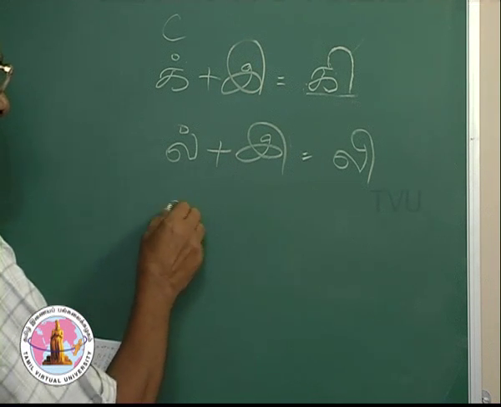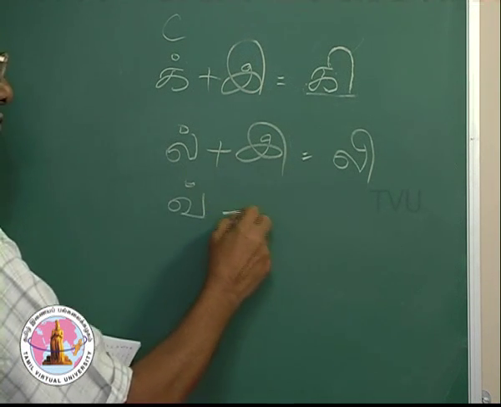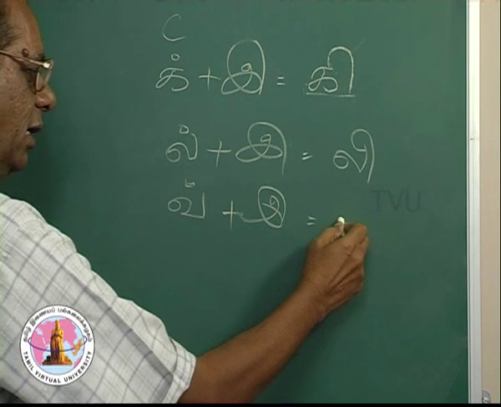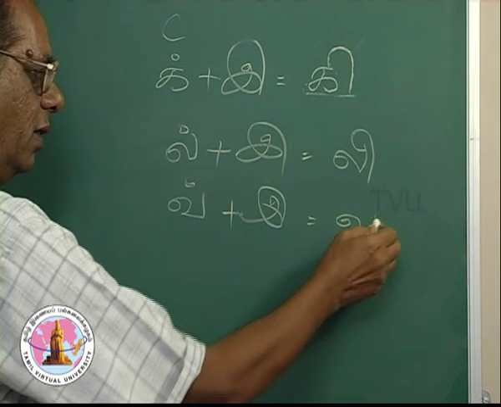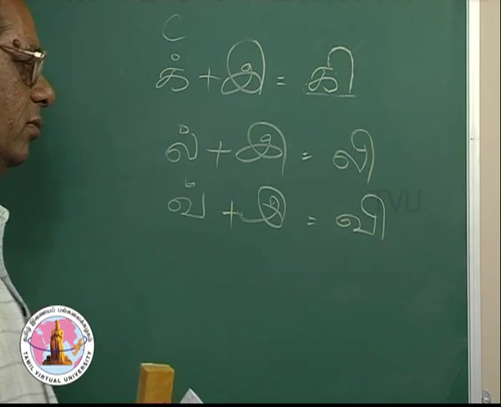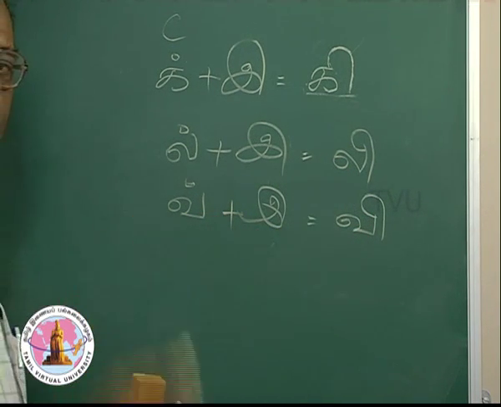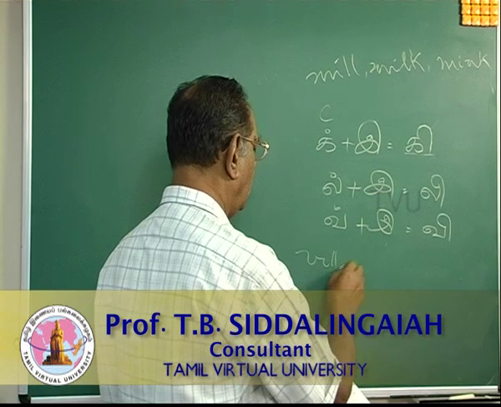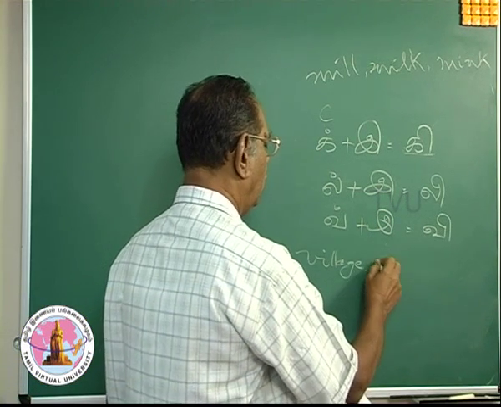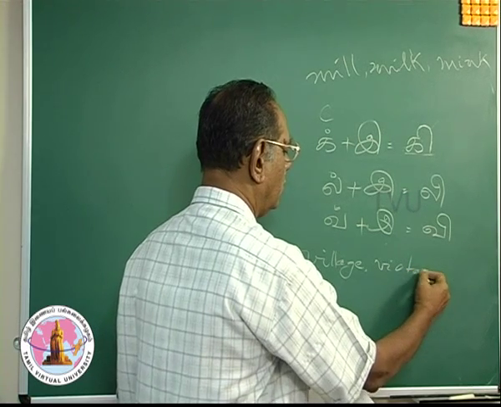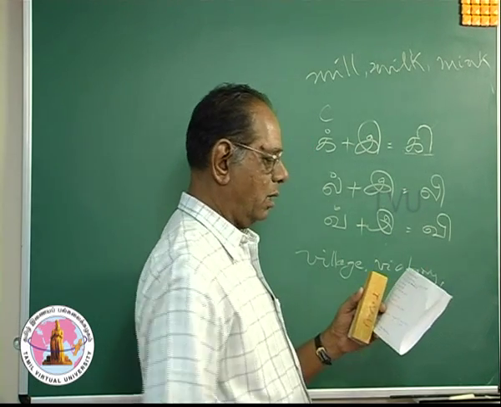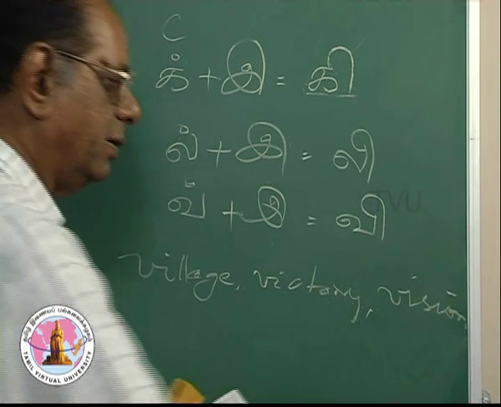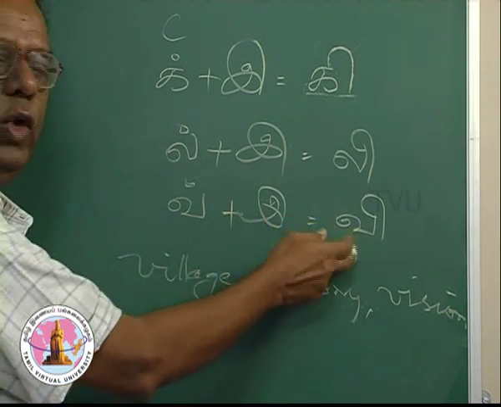The next letter is, as you know, va with a dot above, and in combination it becomes vi. Va plus e, vi. Vi as you have in village, victory and vision.